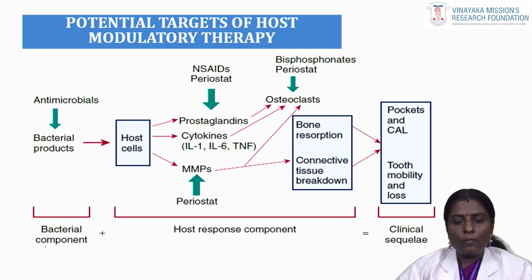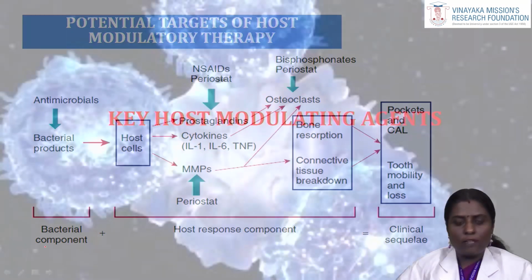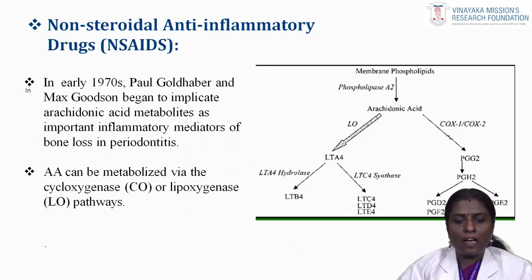So let us see in depth each and every one of them. The key host modulating agents are, first, the non-steroidal anti-inflammatory drugs. In the early 1970s, Paul Goldhaber and Mac Goodson began to implicate arachidonic acid metabolites as important mediators of inflammation, and they have also been reported to cause bone loss in periodontitis. AA can be metabolized via the cyclooxygenase or lipoxygenase pathways.